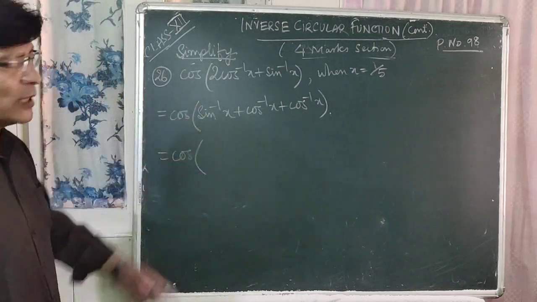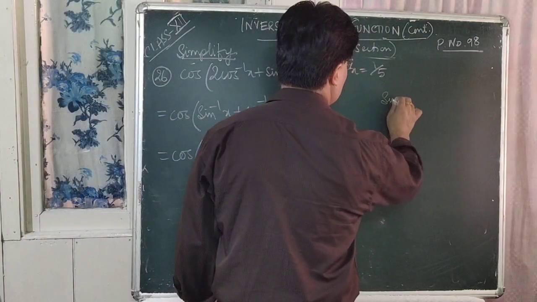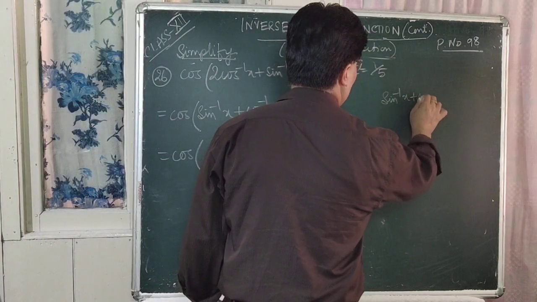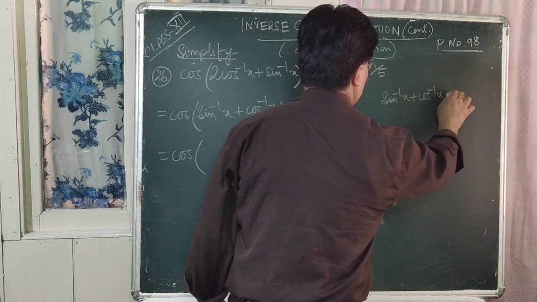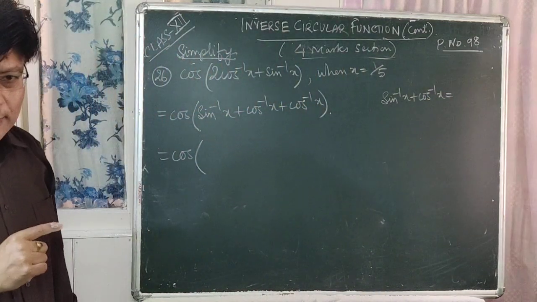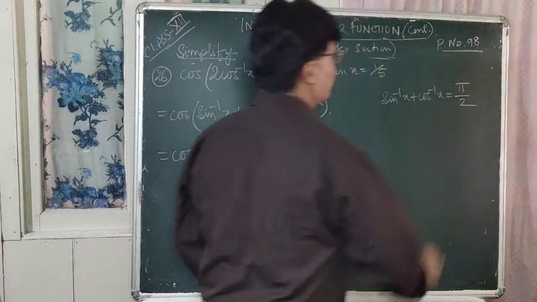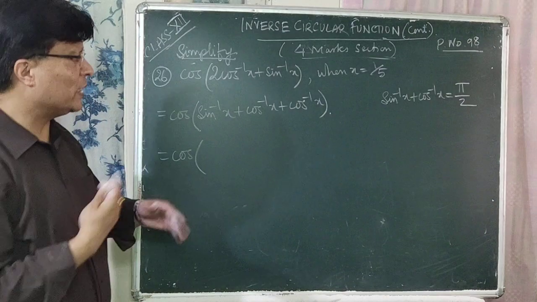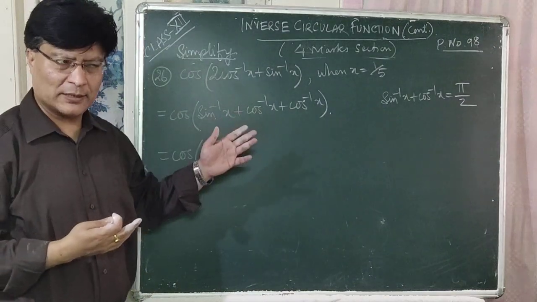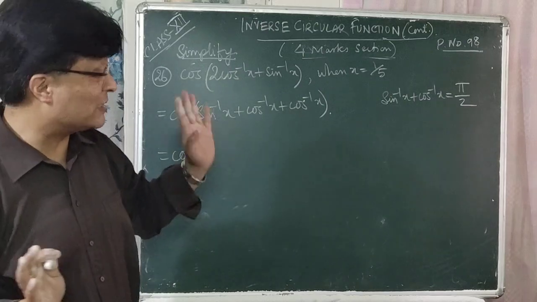Now you know this formula. We have done it. What is the formula for sin inverse x plus cos inverse x? It is pi by 2. While doing formulae, we proved it. I think it's in formula number 3.